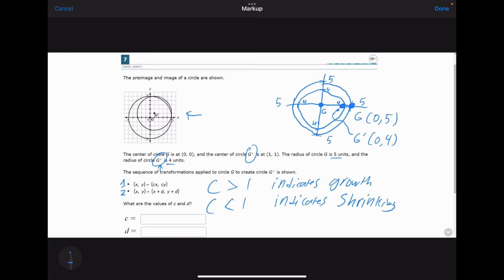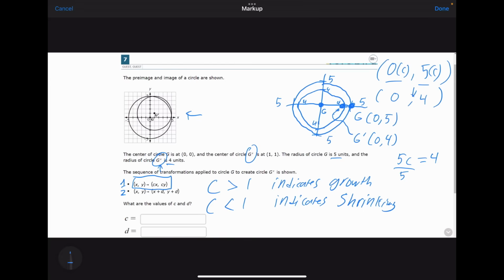So what does that mean? If we look back at our sequence of transformations, this step is saying that I'm going to multiply my x and my y coordinate by some constant, and that is going to give me the new coordinates. So my coordinates are initially 0, 5, and then I multiply some c to both, and that gives me 0, 4. Well, anything I multiply to 0 stays 0, so that doesn't really help me. But here I can see that 5 times c is going to give me 4. That's an algebraic expression that I can just write out: 5c equals 4. And now I can solve for c.